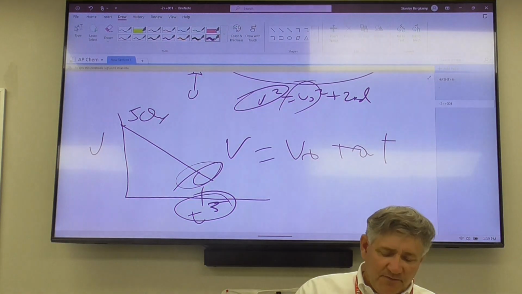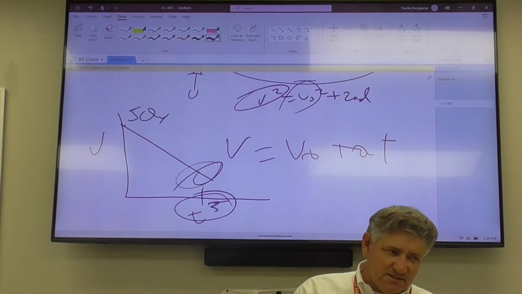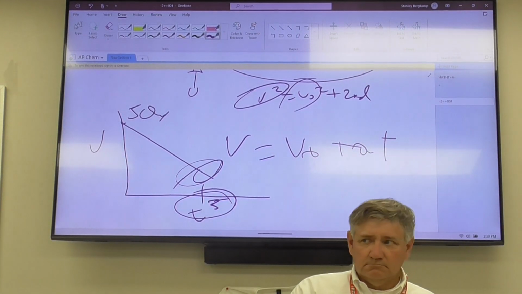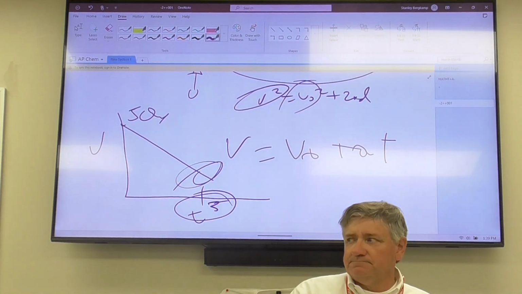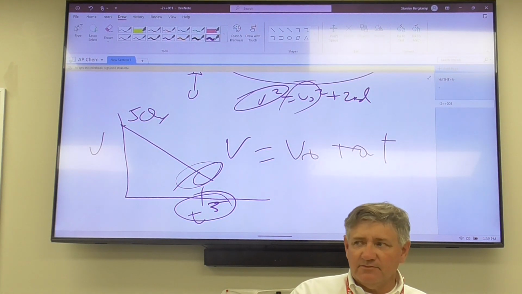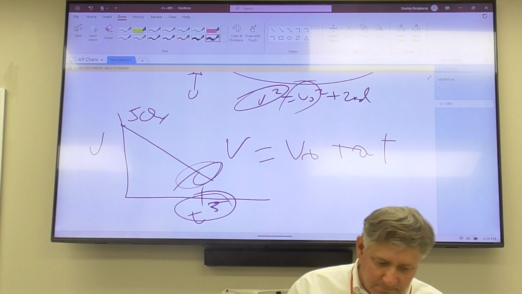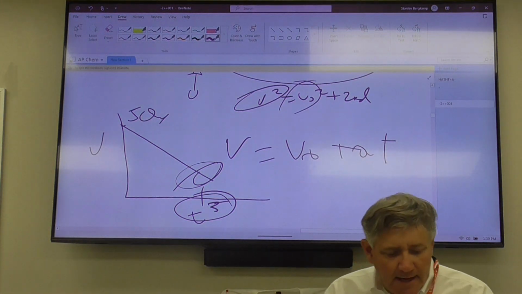So, if your velocity is positive, which direction is the ball going? Up or down? What if your velocity is negative? Down. There you go.